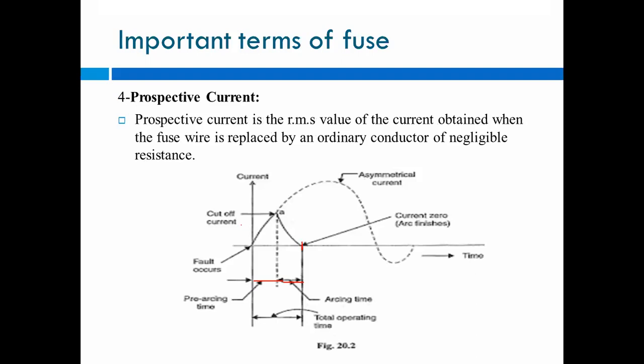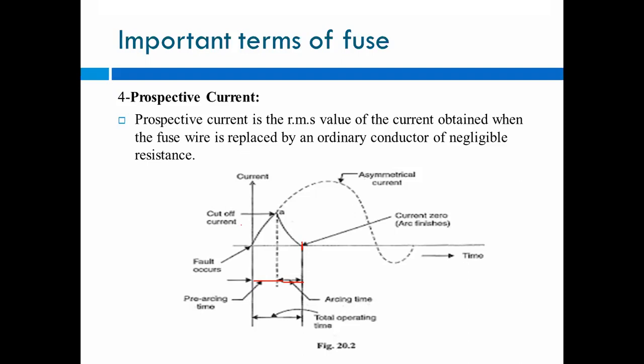Okay, then prospective current. Here we are actually using some special conductors as the fuse element, right? But if you use any other conductor having less resistance, then whatever current is measured at the time you replace that conductor, that current is nothing but the prospective current.